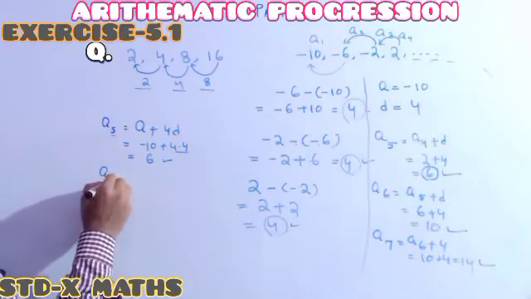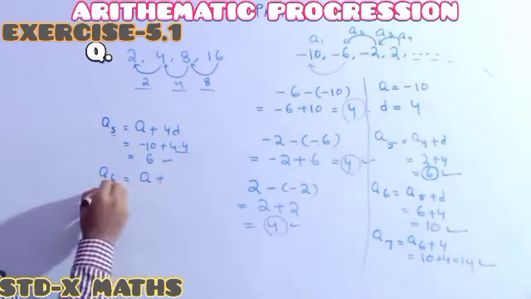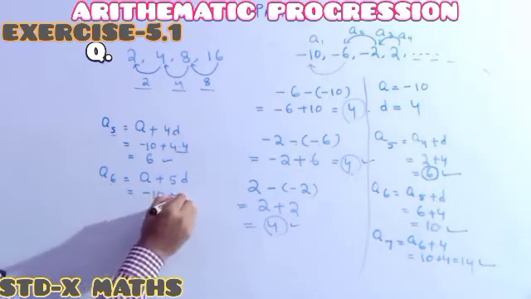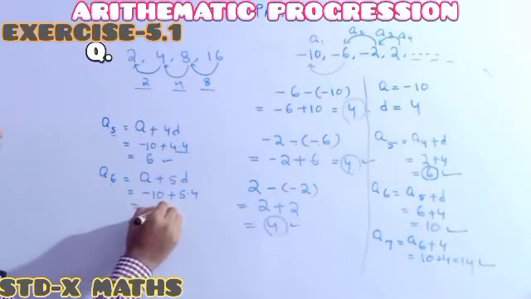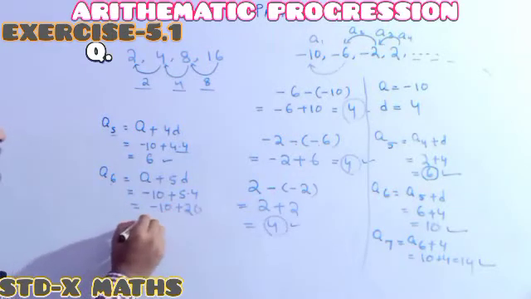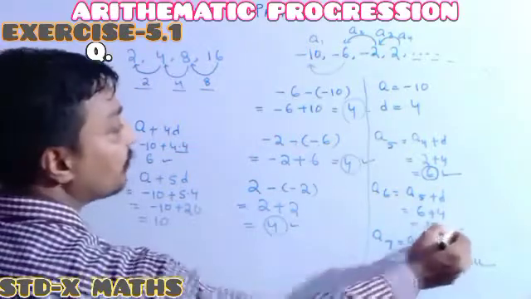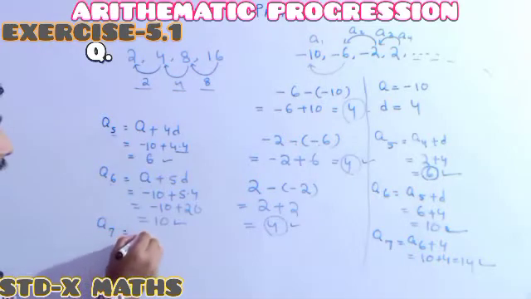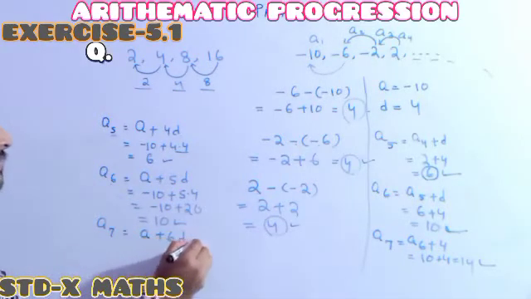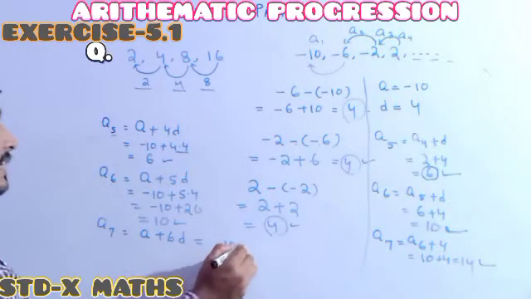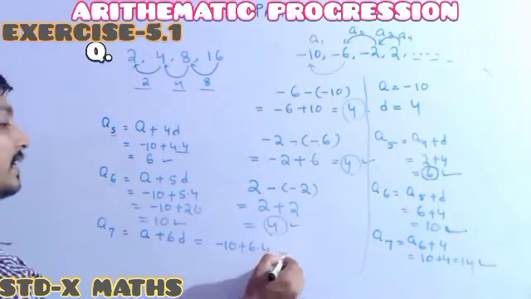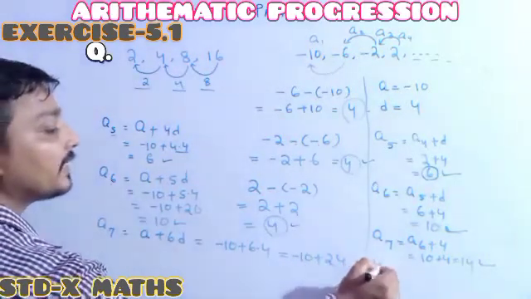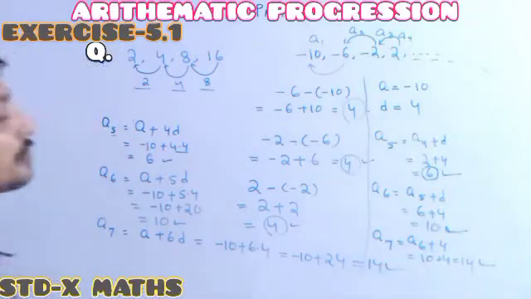Then the A6 value we can obtain by A plus 5D. Here it is minus 10 plus 5 into 4, which is minus 10 plus 20, which gives us 10. Just see, here also we got 10. Then see, how to find A7? The formula is A plus 6D. A is minus 10, 6D means 6 into 4, so minus 10 plus 24, which becomes 14. Here also we got 14.